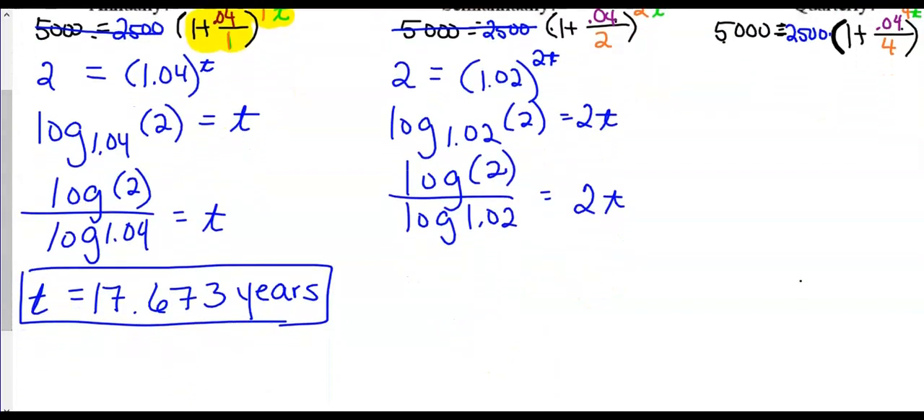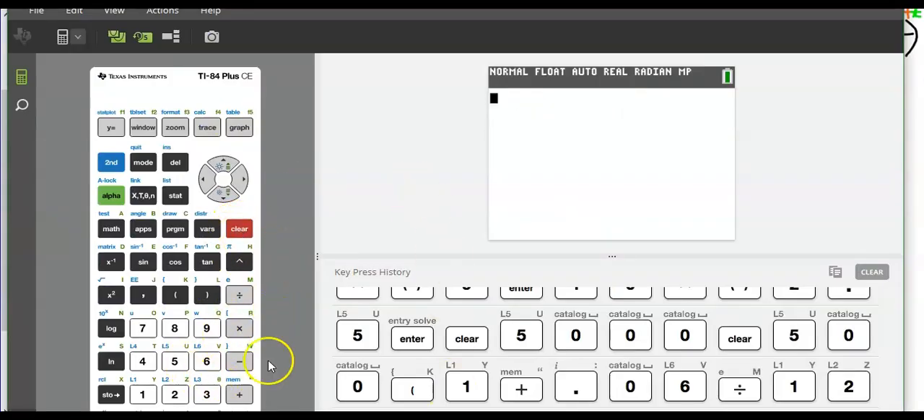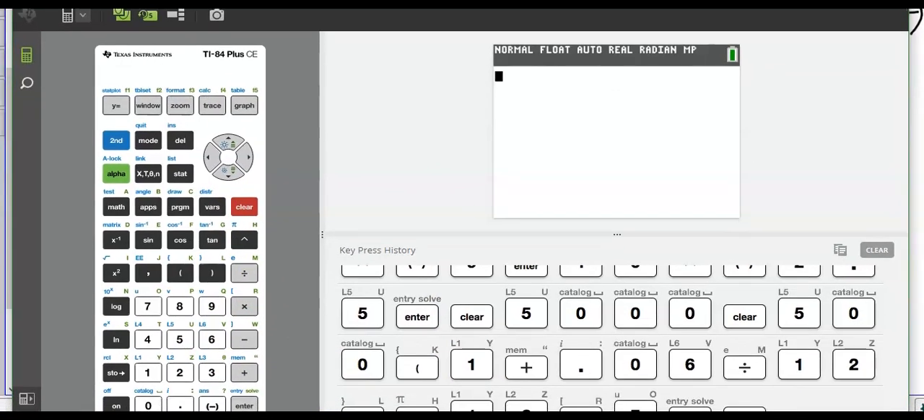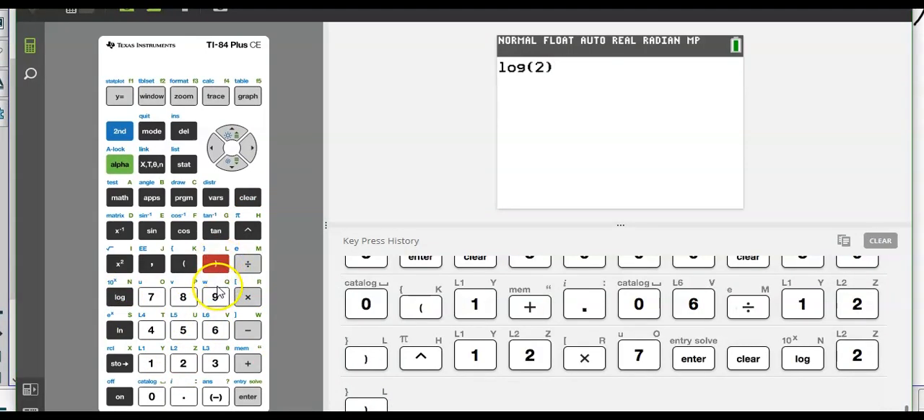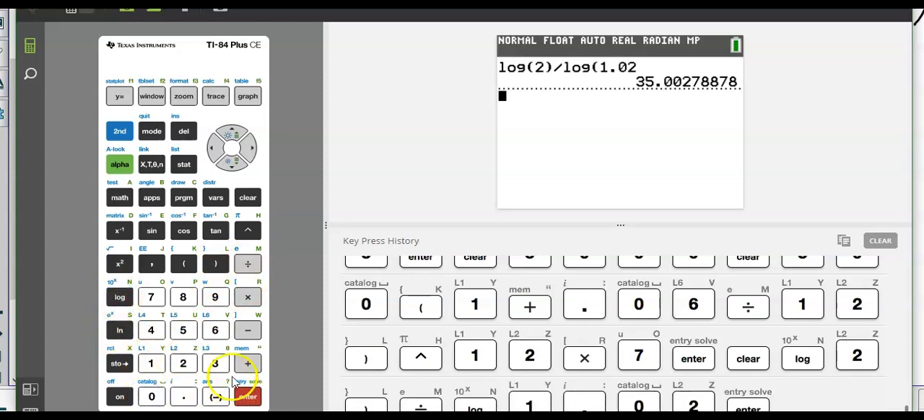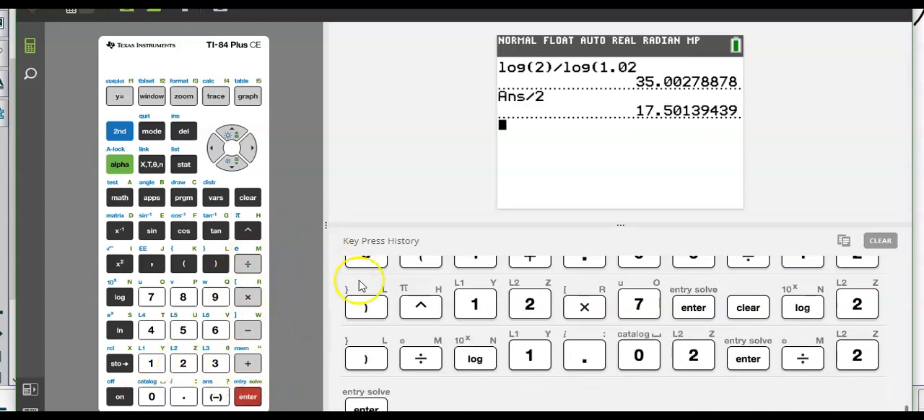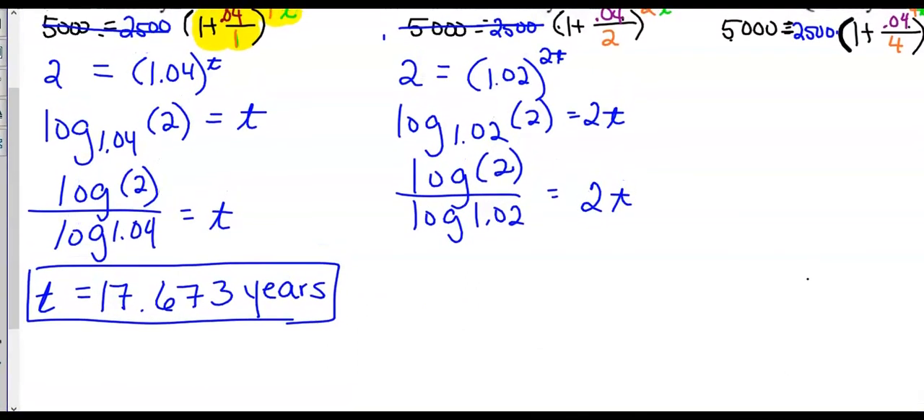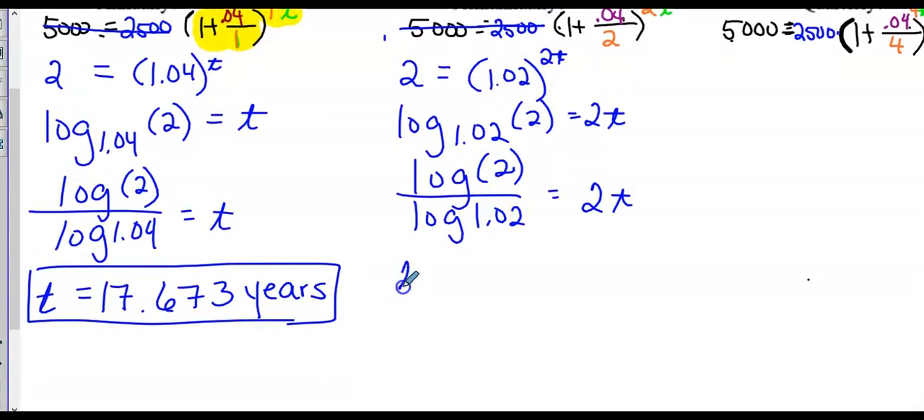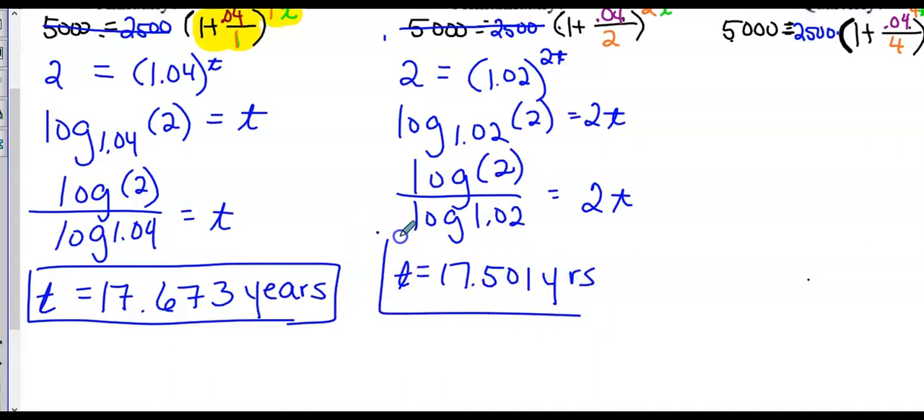So let's just go over to the calculator and show this. We're going to enter log 2. Close your parentheses, don't forget to do that, divided by log 1.02, and then whatever we get, we need to divide it by 2 because there was a 2t on the other side. That is 17.501 years. Abbreviate that, save a little space.